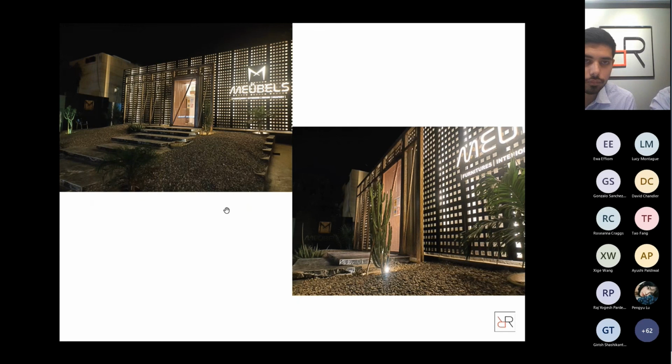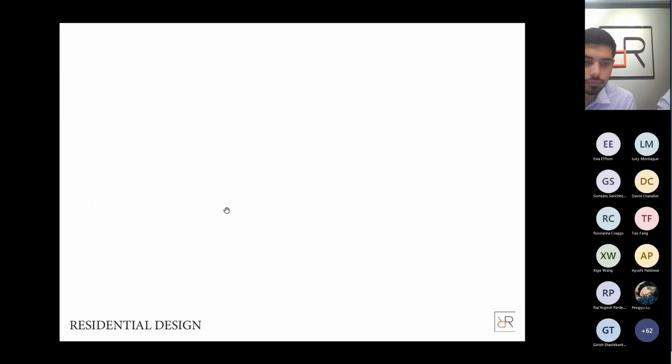Other than that, we've been working on a few residential design projects as well, which have been based in multiple different areas of Karachi only at the moment. And so one of the projects was basically this 20,000 square feet residential scheme that we did for a client.